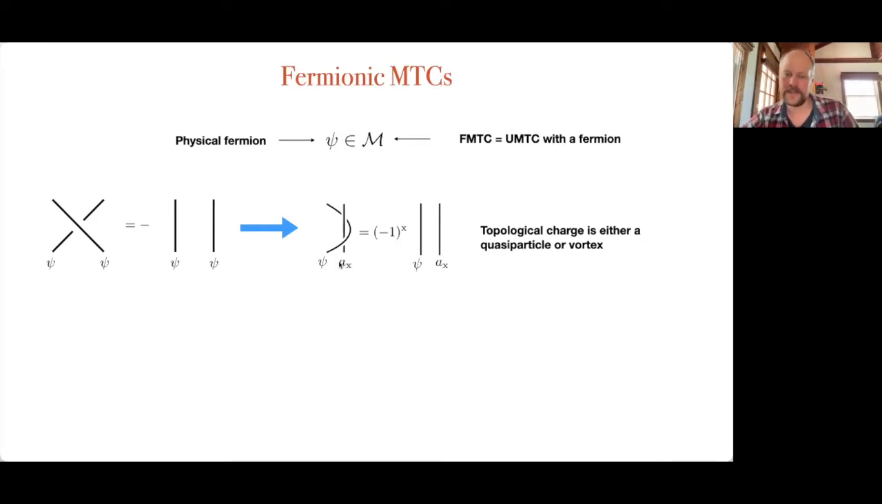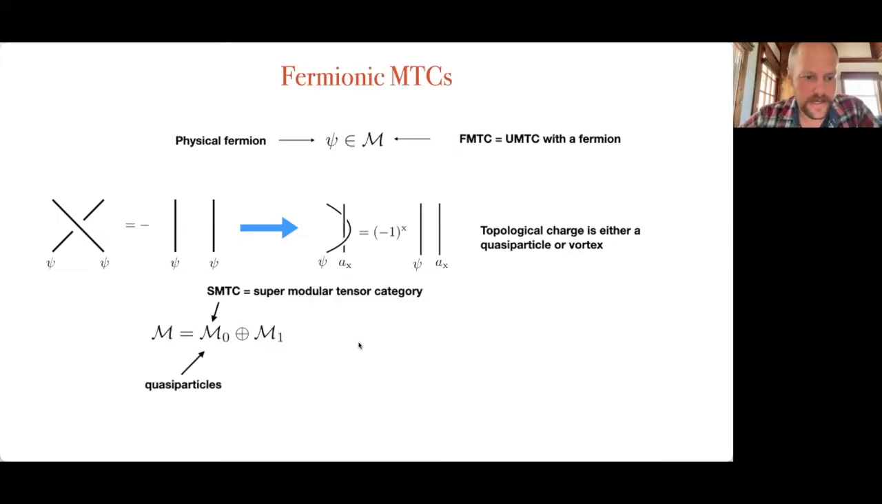Is it transparent to psi, or does it pick up a minus sign? All right, so what this tells us is that every modular tensor category with a fermion is actually Z2 graded into one component, which is a supermodular tensor category and only has objects which are transparent to the fermion. And the other component is the non-trivial Z2 grading, which has all of the vortices. So every object in M1 braids non-trivially with the fermion.